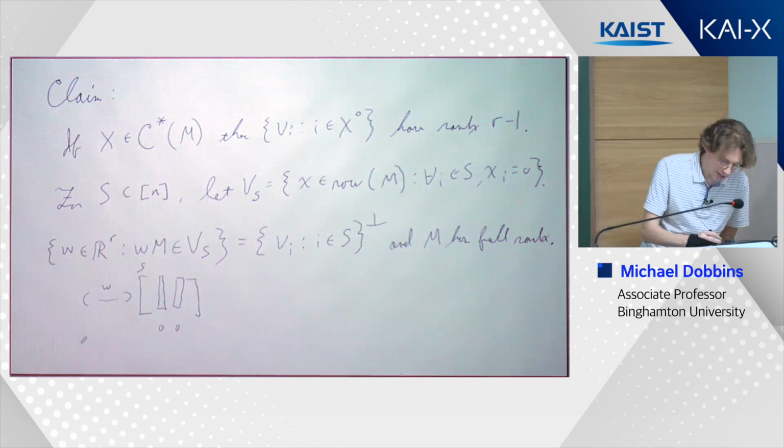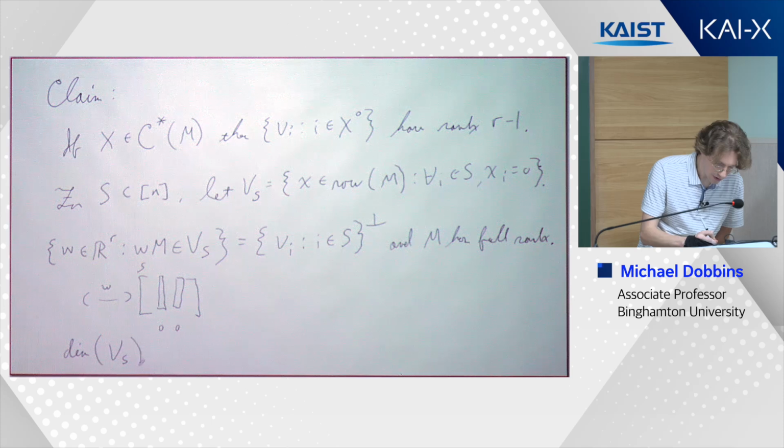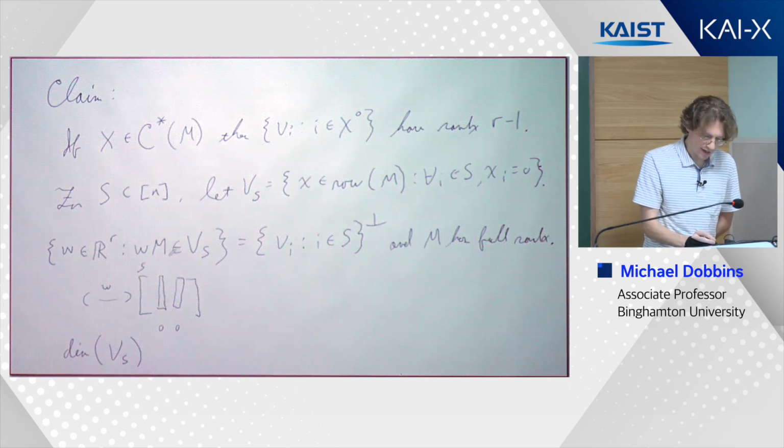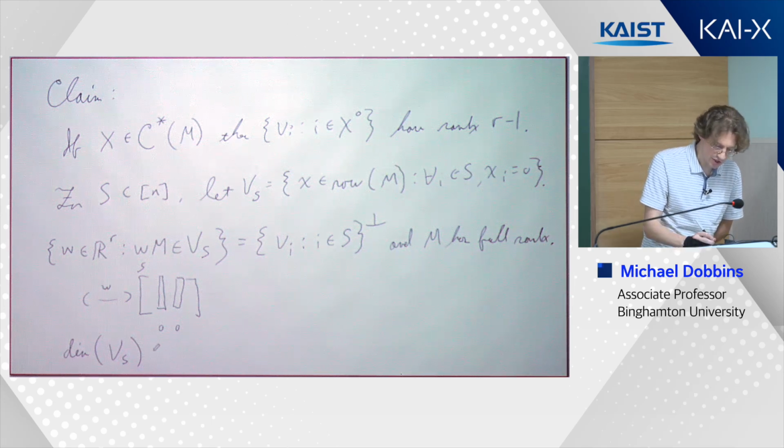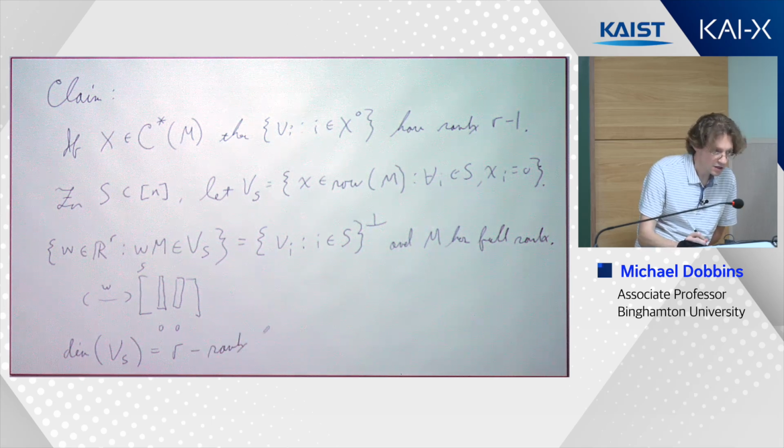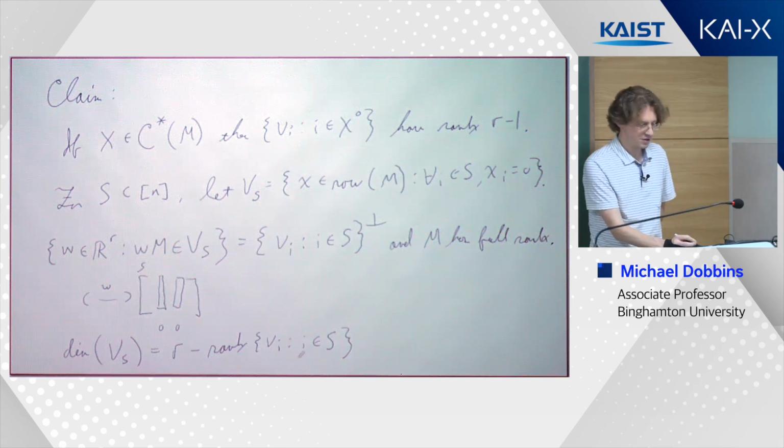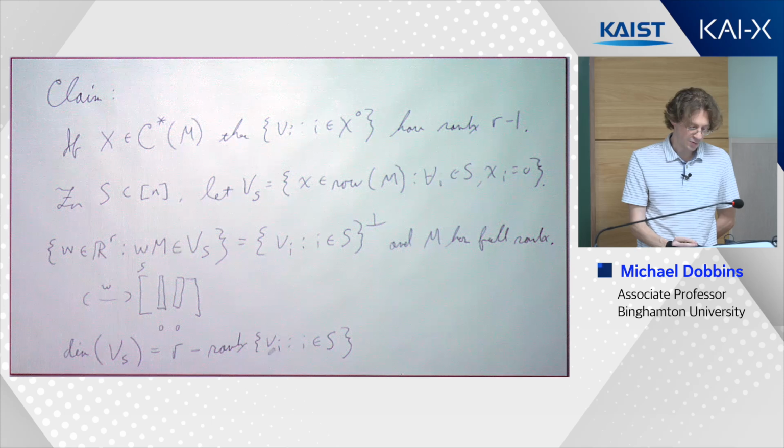So if I look at the dimension of this space, if I multiply by M on the right, it's not going to change the dimension of the space. So this will be r minus the rank of these vectors v_i in this set.